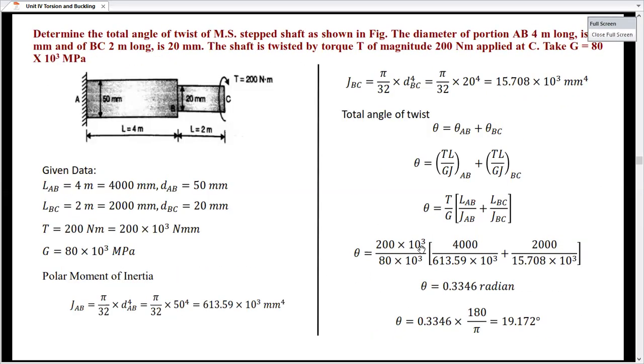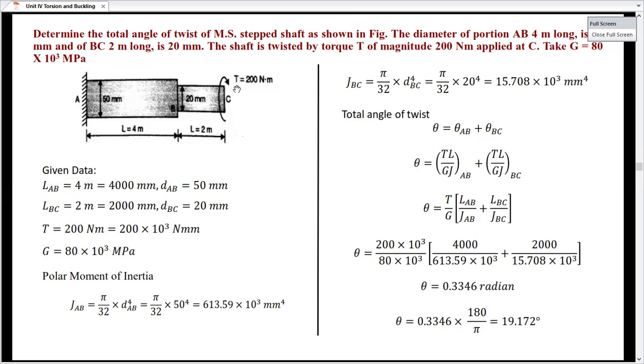Then we have G value 80 into 10 raised to 3. Length is available, 4000 mm for section AB. Then J value we have calculated for section AB, 613.59 into 10 raised to 3. Length for section BC is available, 2 meter, that is 2000 mm, and J value for section BC is 15.708 into 10 raised to 3. So if you put all these values, you get theta in radian, which is 0.3346 radian. We can convert that value to degree, multiplying by 180 upon pi. So you get theta in degree, 19.172. So this is the first case where we have taken the direction of shaft anti-clockwise.